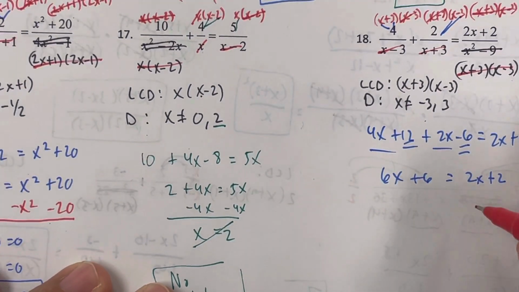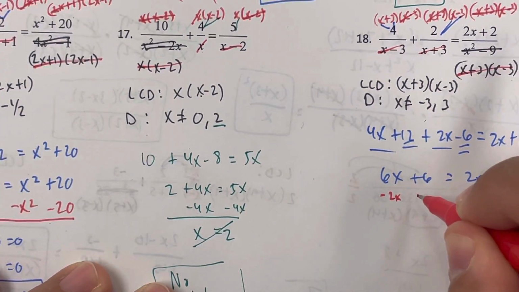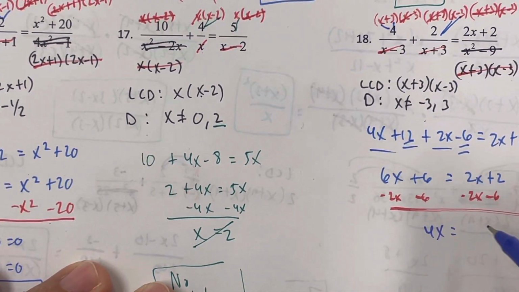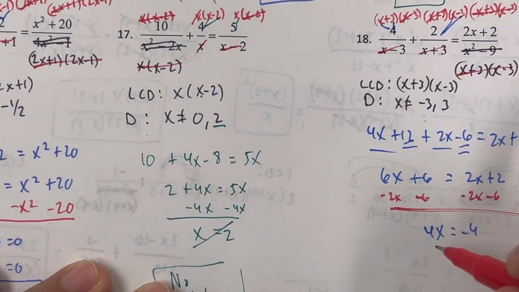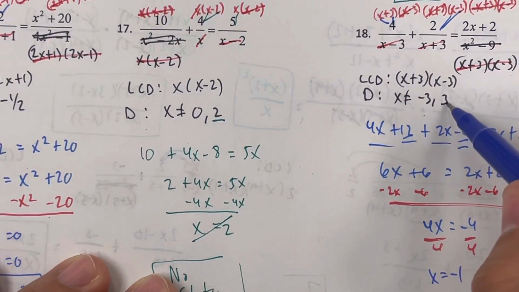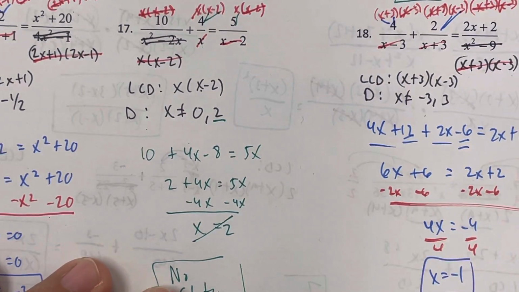All right, I'm going to subtract the 2x to the other side. I'm going to subtract the 6 to the other side. So we get 4x equals negative 4. Divide by 4. X equals negative 1. Check your domain restrictions. Your answer is good.